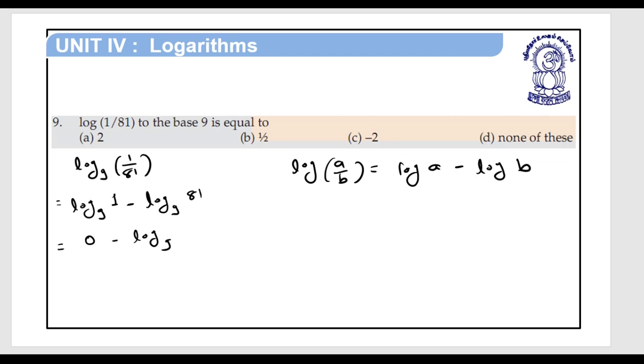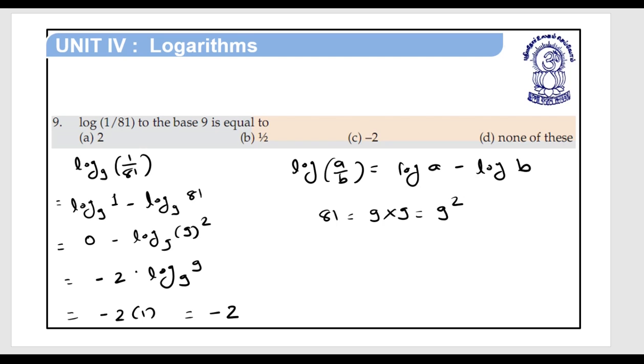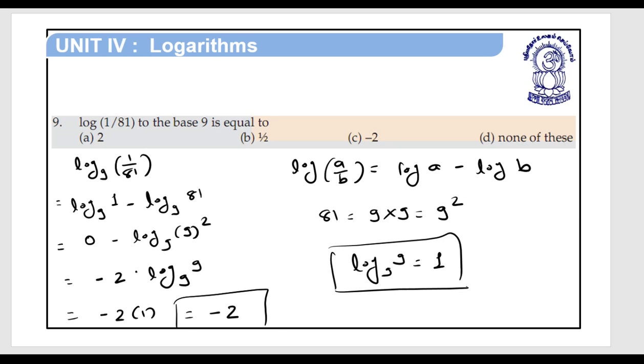So convert 81 in the form of 9. 9 9s are 81, which is 9 square. So instead of 81 write 9 square: minus 2 log 9 to the base 9, and log 9 to the base 9 is equal to 1. So minus 2 into 1 is equal to minus 2. So answer is minus 2, C.